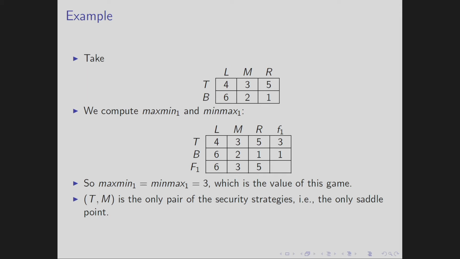That's what he's guaranteed to get. If he selects B, then the guarantee is 1. So he should choose T, correct? Because then he will get 3 at least.